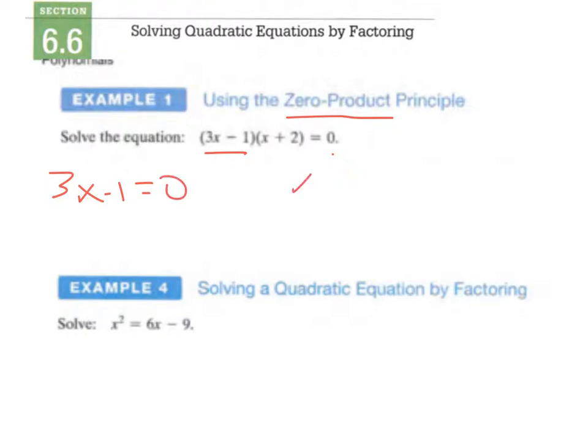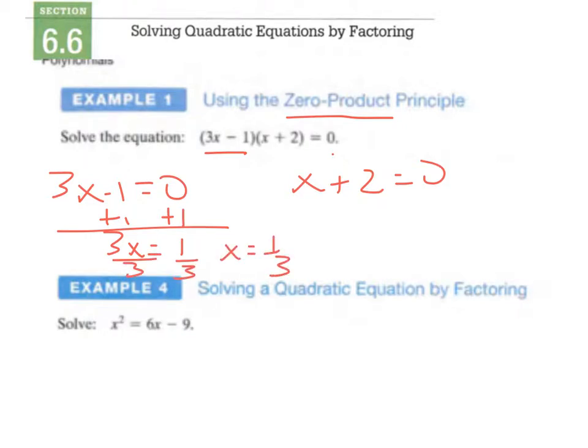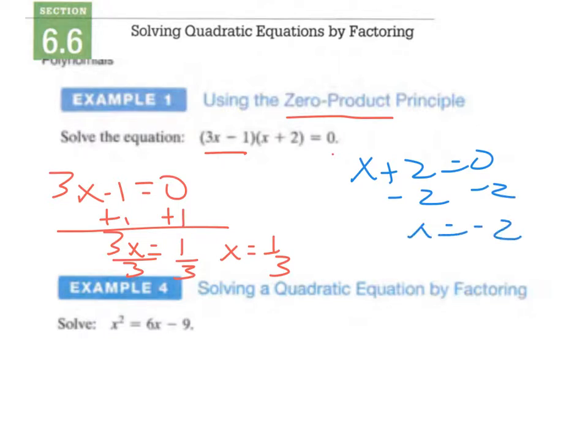So I have x, or 3x minus 1 equals 0, so I solve by adding 1 to both sides, divide by 3, and I get x equals 1/3. And then let me erase this so I can do a different color here. So I have x plus 2 equals 0, and I solve by just subtracting 2, so I get x equals negative 2. So my two answers are x equals 1/3 and x equals negative 2.